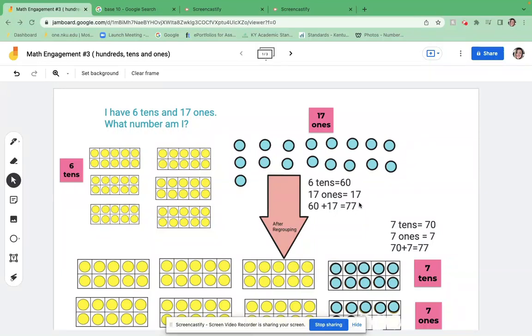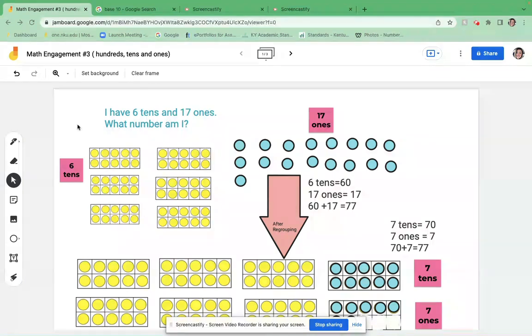Hi guys. Today we're going to be looking at riddles, and these riddles are in relationship to place value reasoning. So our first set we're going to look at is tens and ones reasoning, and our riddle states, I have 6 tens and 17 ones. What number am I? And for this we're going to look at 10 frames.